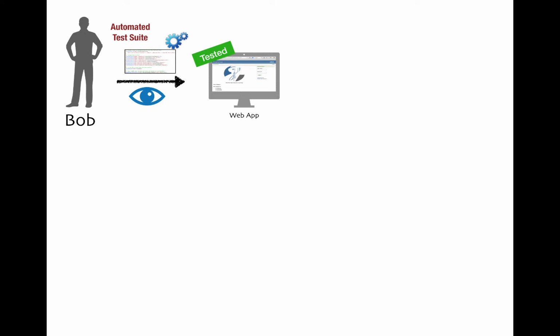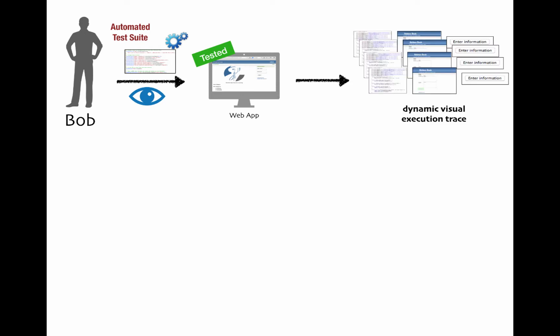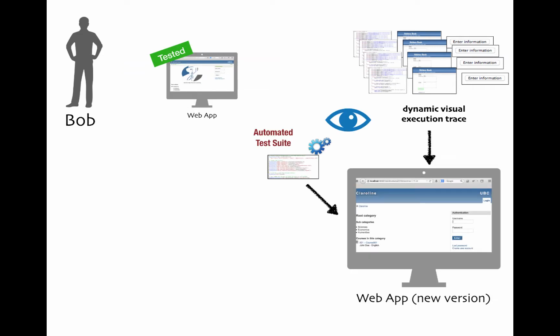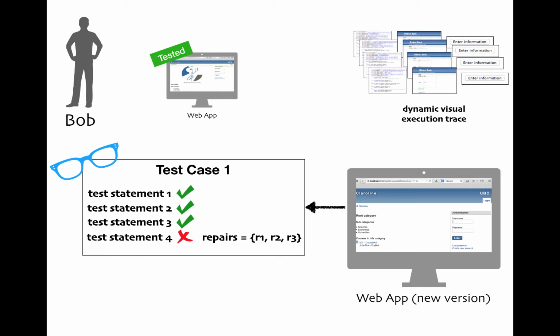In the first step, the approach captures information about the dynamic visual execution of the test cases, associating each test statement with its visual information. In the second step, VISTA runs each test case on the new version and makes use of the visual traces to validate each test statement. On the detection of breakages, our approach finds potential repairs. At the end of the process, the approach outputs the validated test suite and the list of repairs.